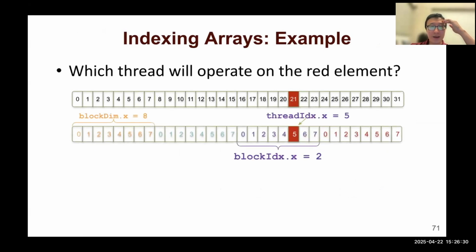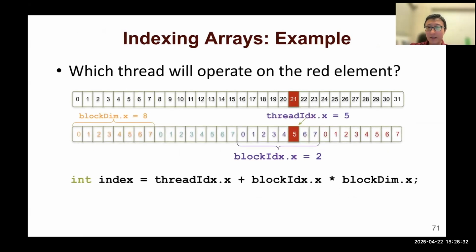Okay, let's look at this particular example. I have this array going all the way from 0 to 31. That's 32 elements. These are just referring to the index of my array, not the value. Values could be dramatically different, containing different values, right? Here, I'm just referring to the index on my array. So now I want to see which specific thread will be operating on my red element here, which is number 21.